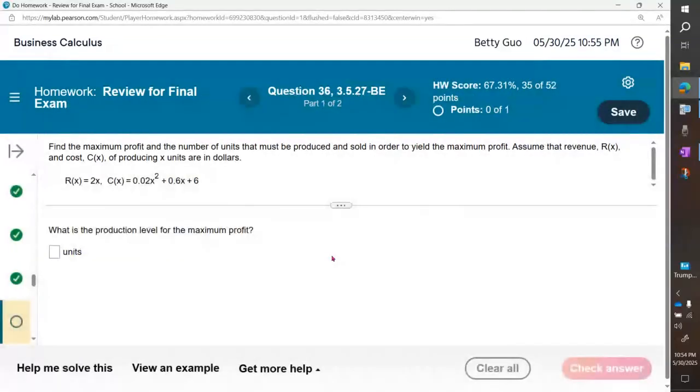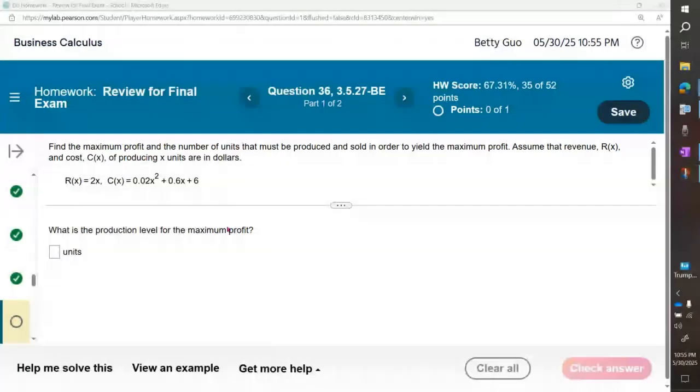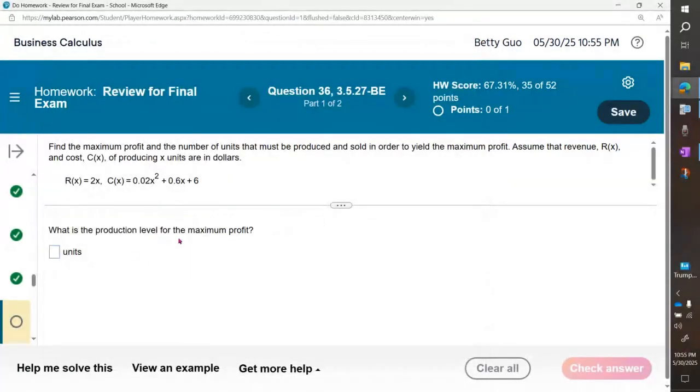Problem number 36. Find the maximum profit and the number of units that must be produced and sold in order to yield the maximum profit. Assume the revenue and the cost functions are in dollars. So we have the revenue function and the cost function given. What is the production level for the maximum profit?